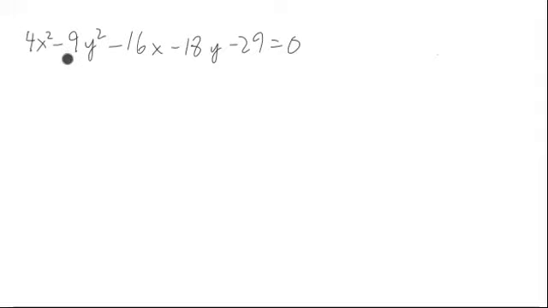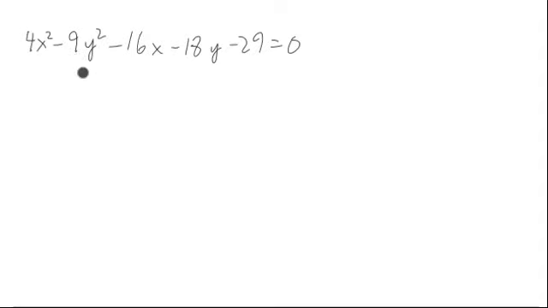Now, how do we know it's a hyperbola? Well, notice that the sign of the x squared part and the sign of the y squared part are different. For ellipses, they're the same, but for a hyperbola, it is different. So noticing that it's different, we have a negative and a positive, then it's a hyperbola. So let's go for it and see what we can do.